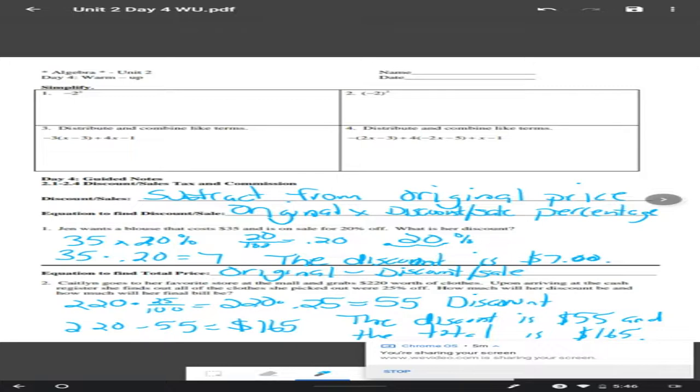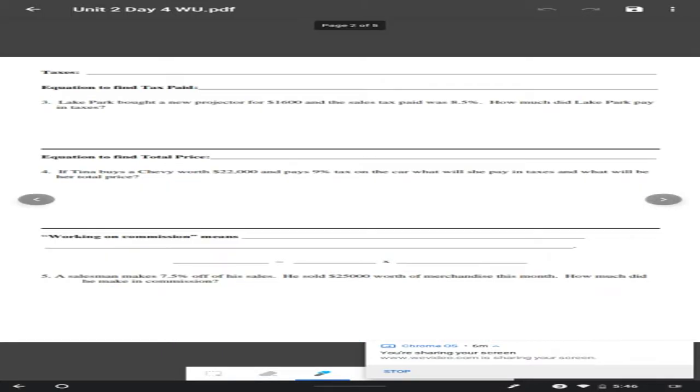So hopefully you understand discount or sales, or having a sale, and then finding the total bill as well. So the first part, we just found how much you would subtract. The second one, we actually subtracted. I think we got another problem like this. Oh, later on. Okay, taxes.